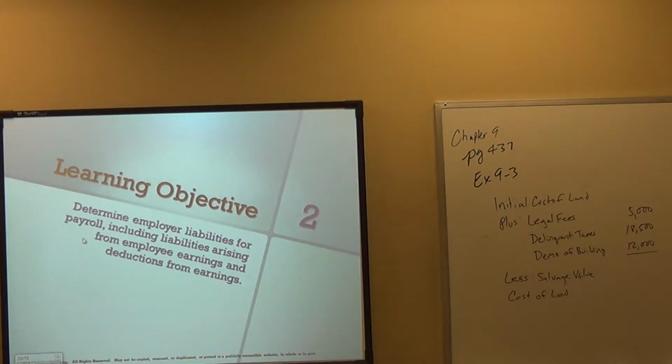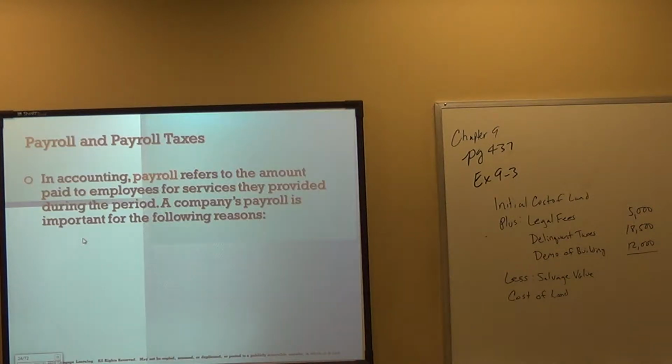All right, so now we're going to determine the payroll liability. The liabilities arising from employee earnings and deductions from earnings. So there are liabilities there, even though we're collecting it because the employee owes that portion of it, and we pay that portion, but we also owe our own portion of that.